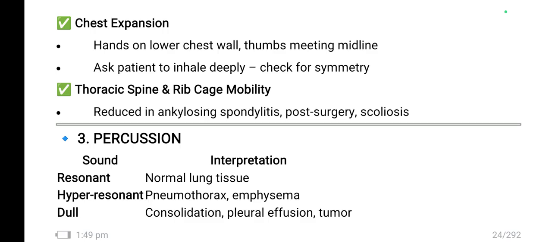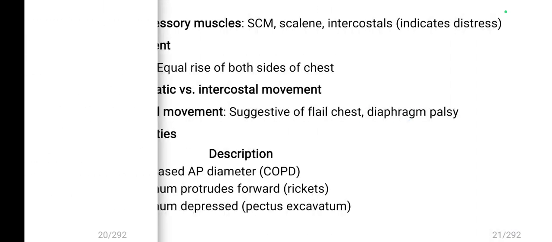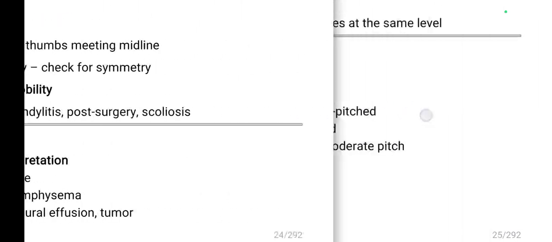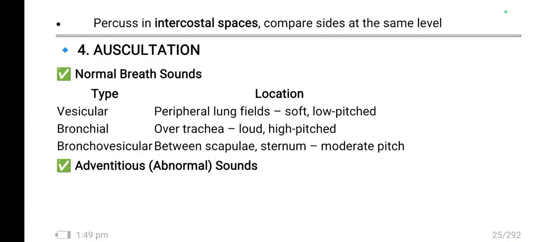First is inspection, second is palpation, third is percussion. In percussion, we listen for the sound: resonant, hyperresonant, dull. If it's resonant, normal lung tissue. If it's hyperresonant, pneumothorax or emphysema. If it's dull, consolidation, pleural effusion, tumor. Percuss in the intercostal space, compare sites at the same level.